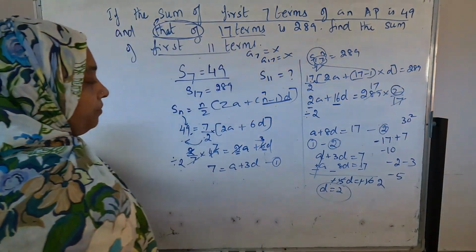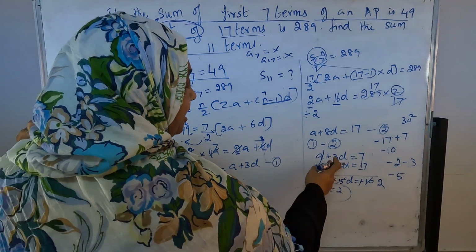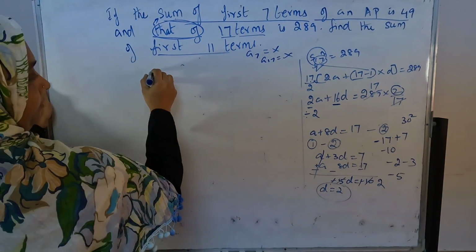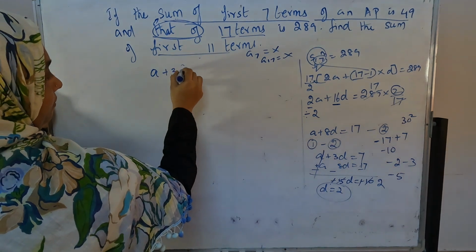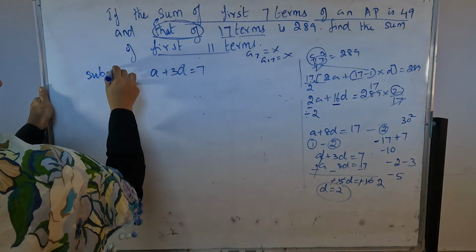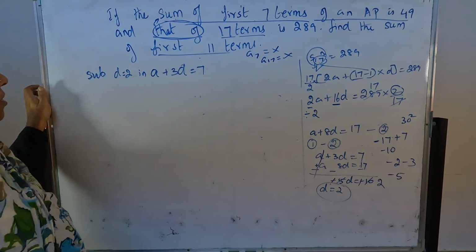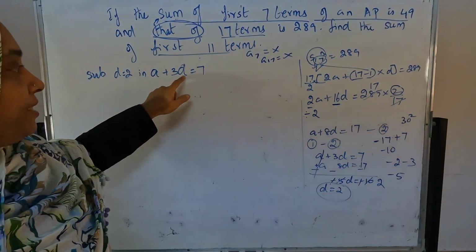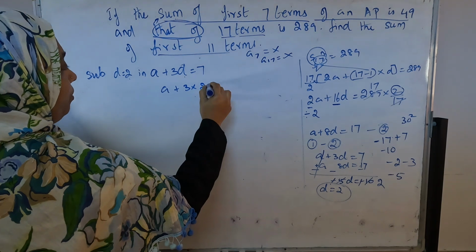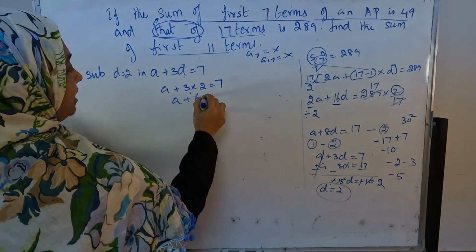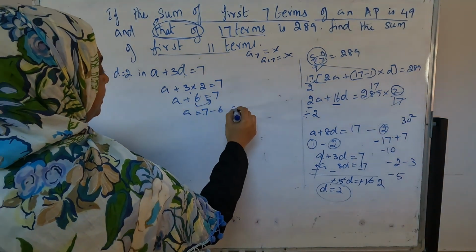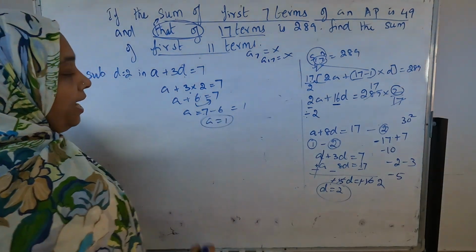We are getting d as 2. Now we can find a easily by substituting in any one of these equations. I am going to substitute in the first equation. Substitute d as 2 in a plus 3d equal to 7. So 3 into d is 3 into 2, 6. So a plus 6 is equal to 7. 6 you bring here, that time it becomes minus 6. It is 1. So a is 1 for us. a and d we got.